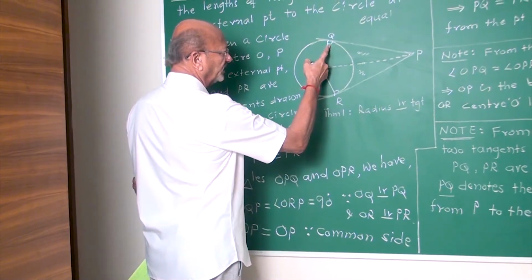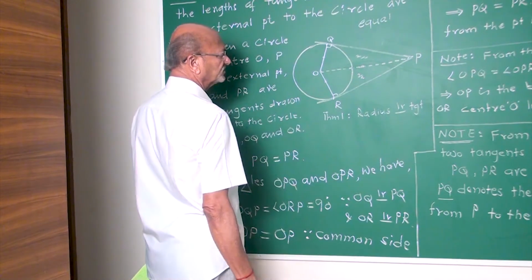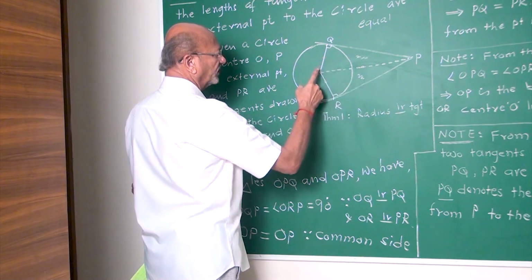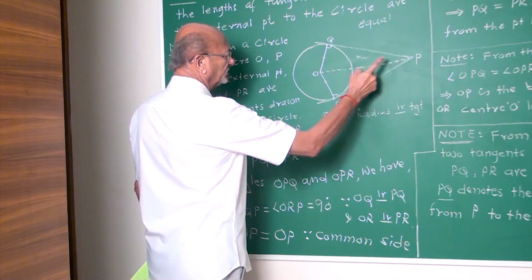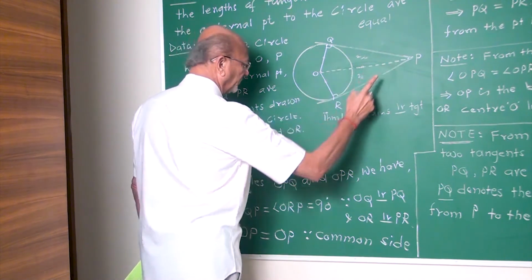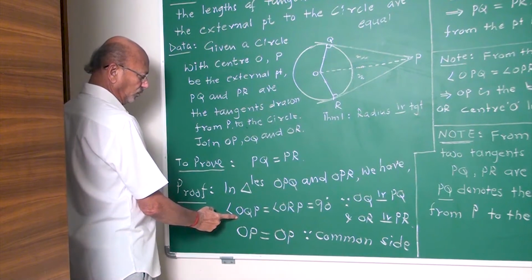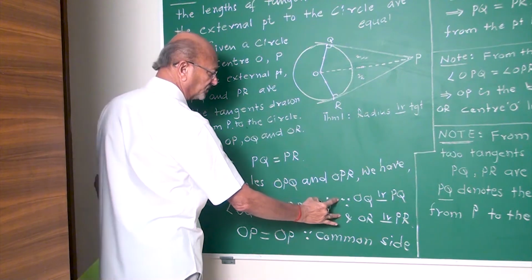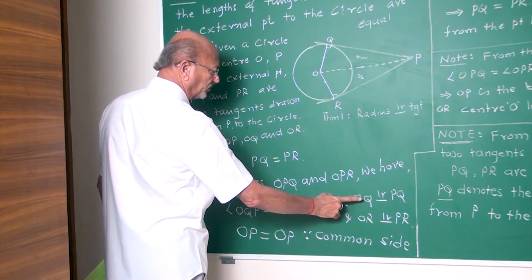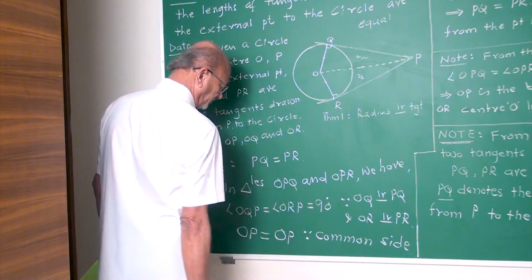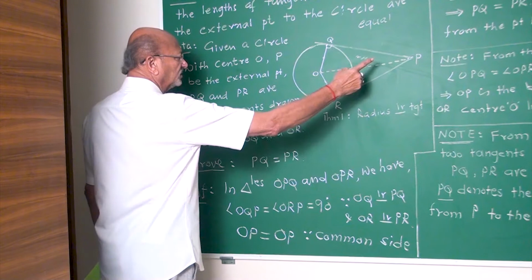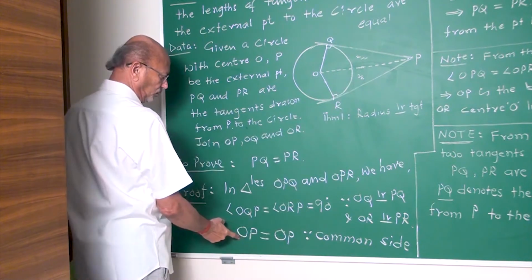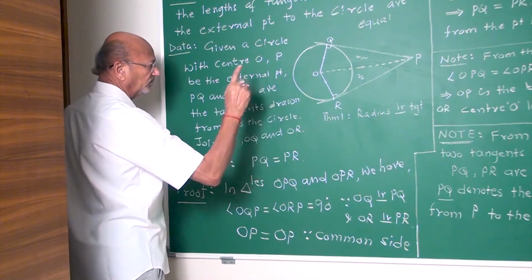When these are perpendicular, the angle here is 90 degrees, the angle here is 90 degrees. From these two triangles, angle OQP equals angle ORP. Both are equal to 90 degrees because the radius is perpendicular to the tangent by theorem number 1. And this side OP is common to both the triangles. OP equals OP.